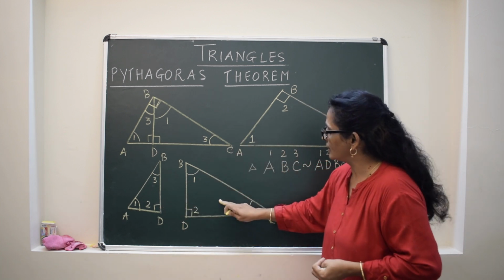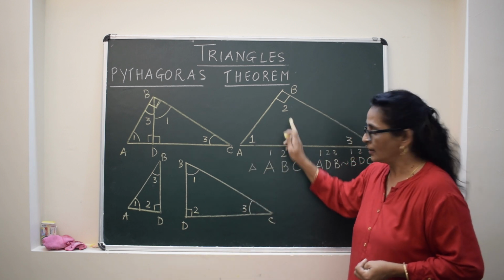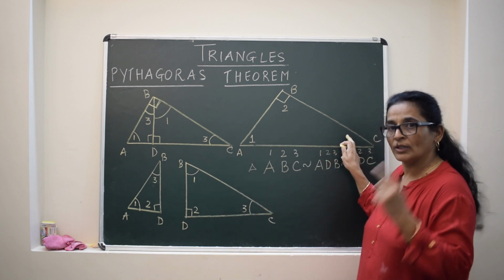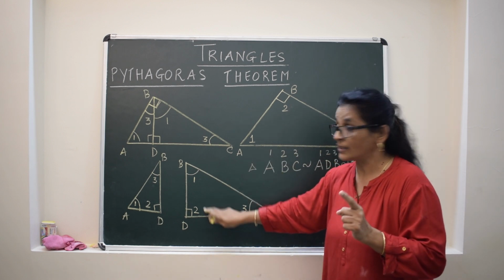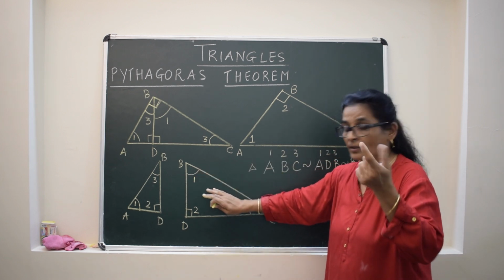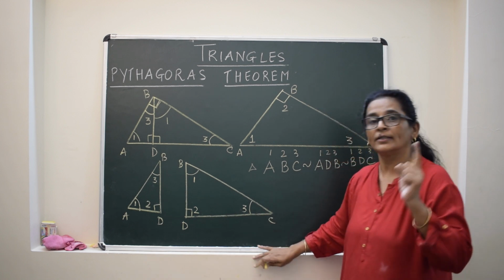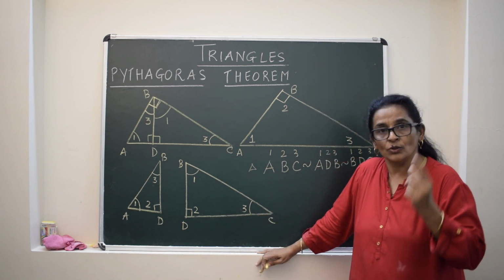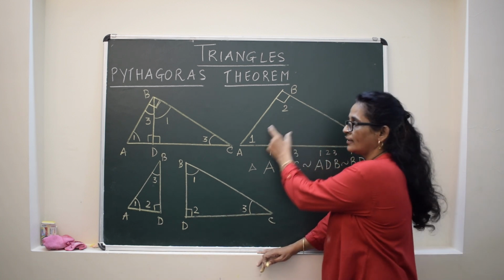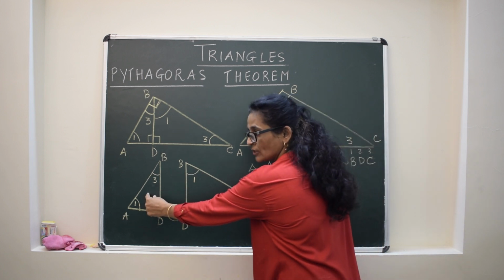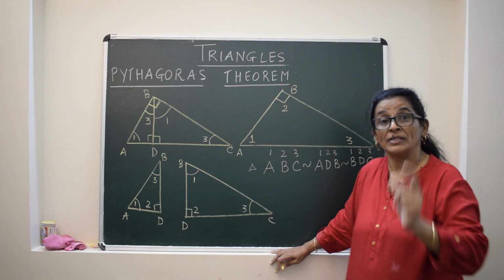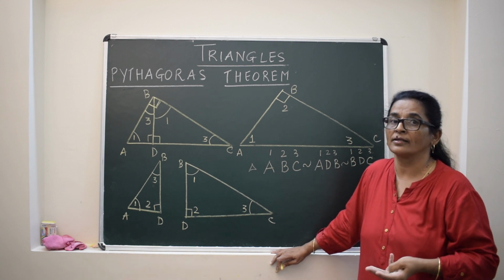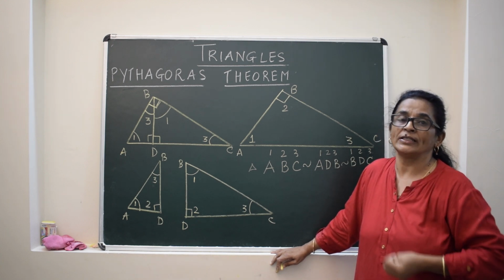Similarly, this one and this one, when we compare, angle 3 and angle 3 both are C. Angle 2 and angle 2 both are 90 degrees. This third one I wrote later on. But earlier we had already two angles equal. So two angles of this triangle are equal to two angles of this triangle, also equal to two angles of this triangle. So it means that all these three triangles are similar to each other.